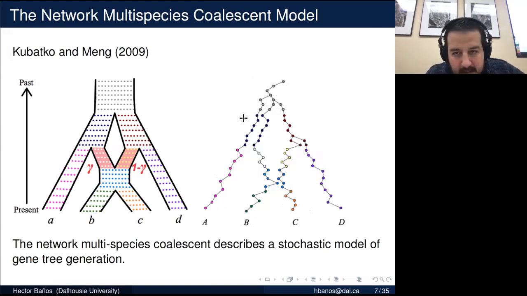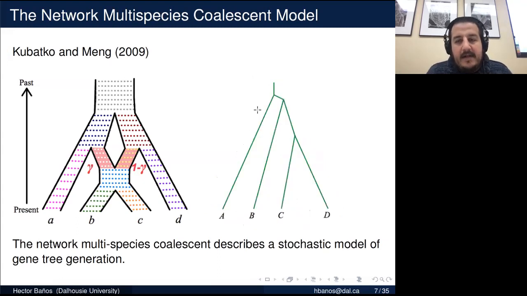But from here we get our gene tree. It looks like that. So we are assuming that our data, our gene trees, are arising from the network multispecies coalescent model.